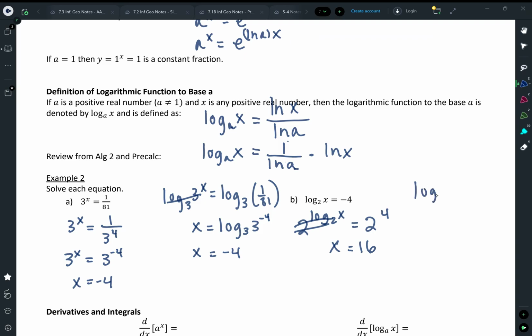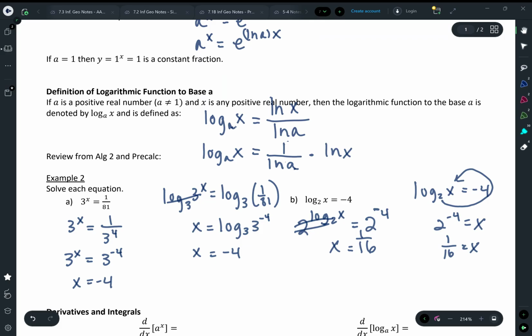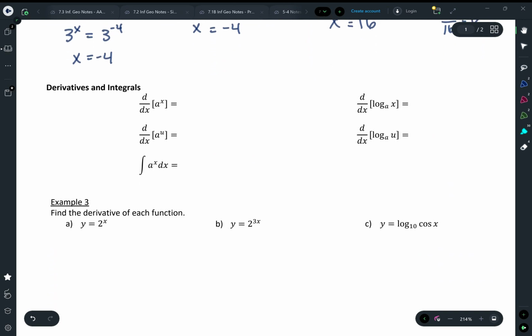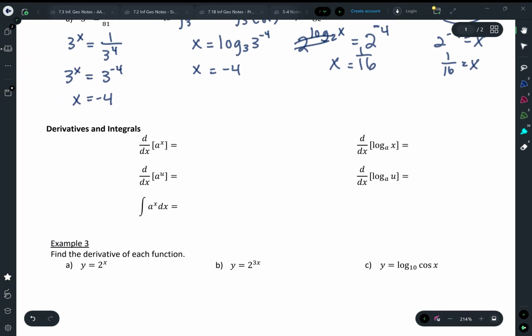Another way to work this one out is just to change it to exponential form. To change it to exponential form, my base is 2. I raise it to the negative 4th power. It equals x. Why did I have a negative there and I didn't here? Okay, I'm going to have to fix this. That's going to be 1/16 is equal to x. So obviously I did something wrong the first time and it looks like I just didn't copy this down. And so it'd be 1/16 as well. So maybe it's a good thing I did that problem twice. We don't care in calculus how you're solving as long as you're getting the right answer, unless you're asked to use a certain method. Okay, so I'm taking my derivative of a to the x power.